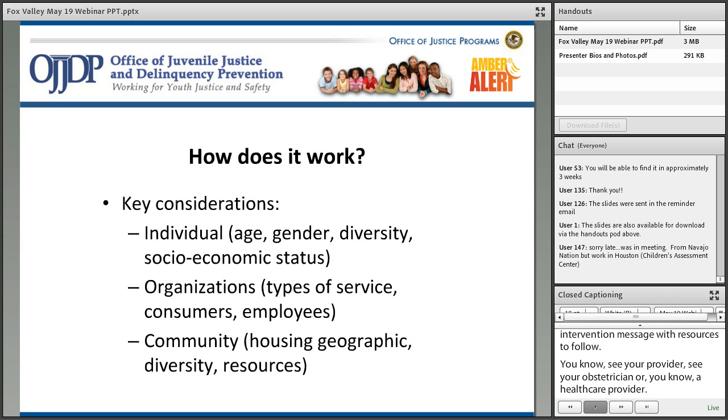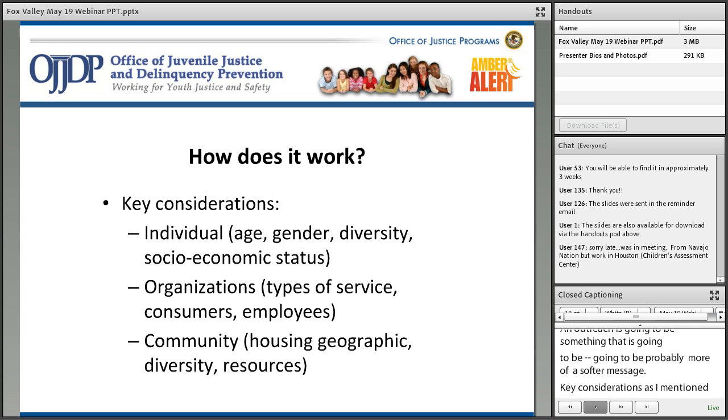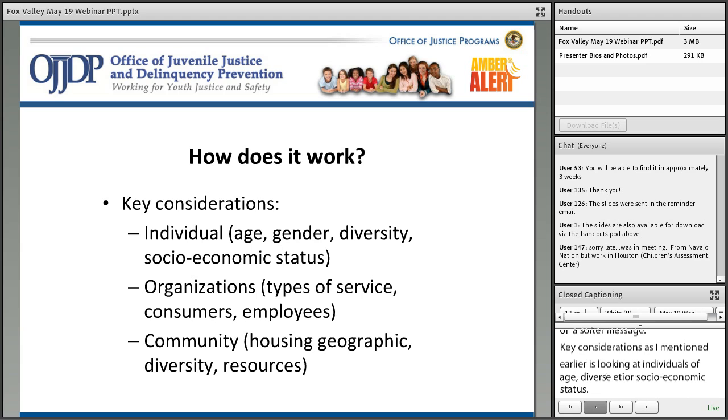So how does this work? Some key considerations, as I mentioned earlier, is looking at individuals: age, gender, diversity, and socioeconomic status. For example, if you're working out at Navajo Nation, and you have a high number of elders that speak only the Navajo language, we don't want to be disrespectful and give our elders images and pictures that are inappropriate. Or if we say, if you've got a problem with this, better contact your healthcare provider or your insurance company, when we know that we're working with a high Medicaid population where we're depending on Indian Health Services, then we need to think about the types of messaging that we're giving to those specific groups.